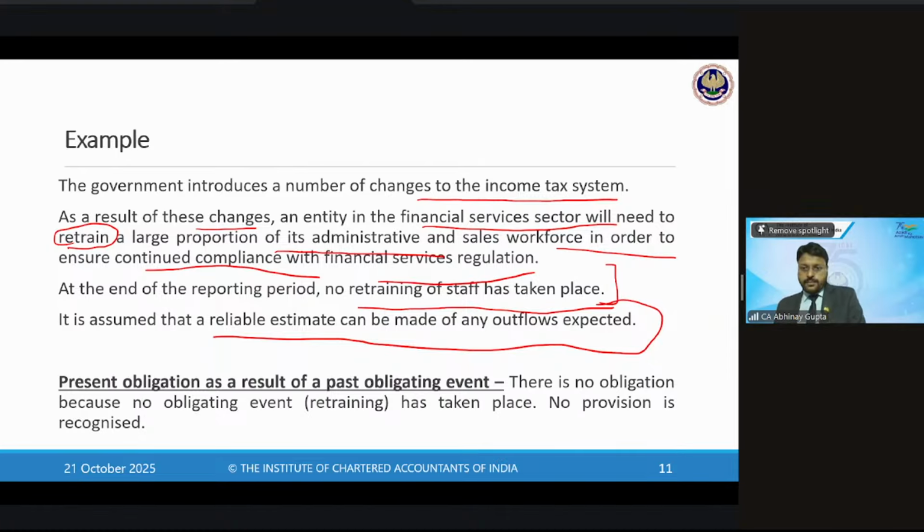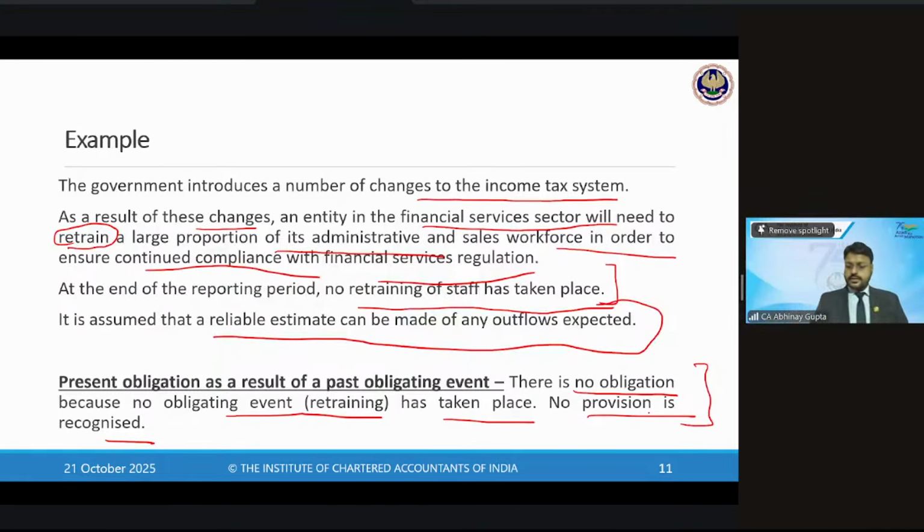So in this case, what will happen? There is no obligation because no obligating event, retraining, has yet taken place, so no provision is required to be recognized. Is that correct? Correct. So whether we record the purchases before placing the order or after placing the order and receiving the goods? After placing the order and receiving the goods.